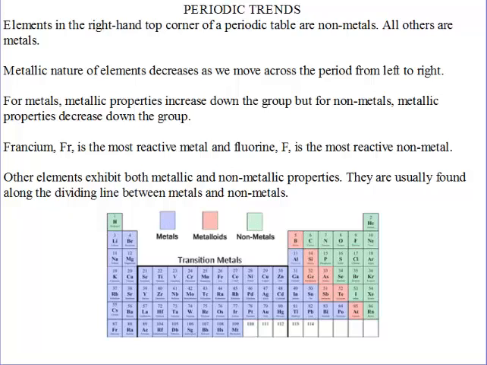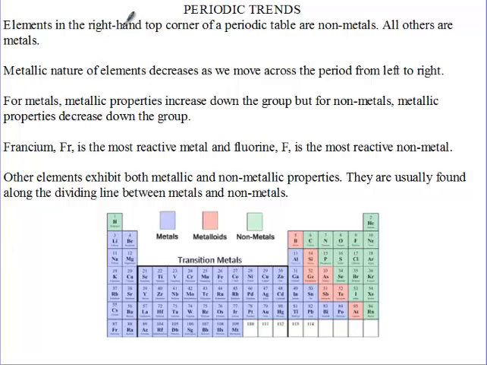Now let's talk about some periodic trends. When we say periodic trends, we're talking about some behaviors of elements that we can find on the periodic table. Now let's see the periodic trends.